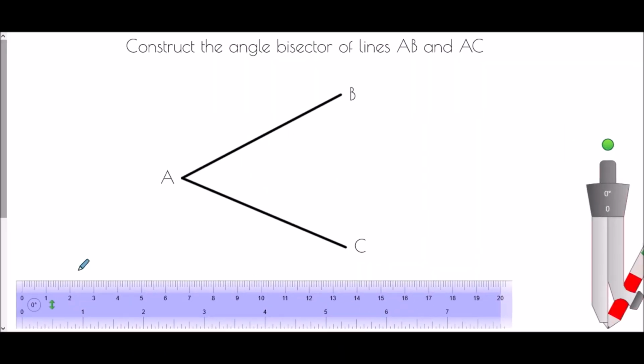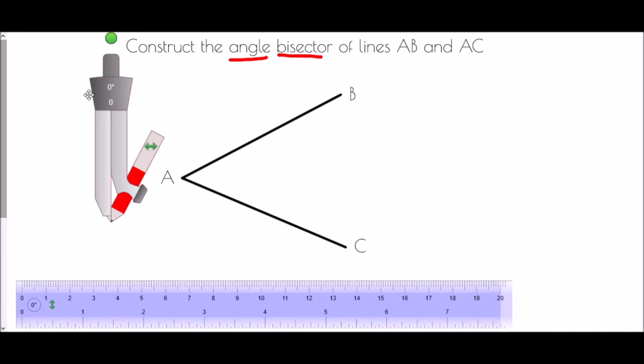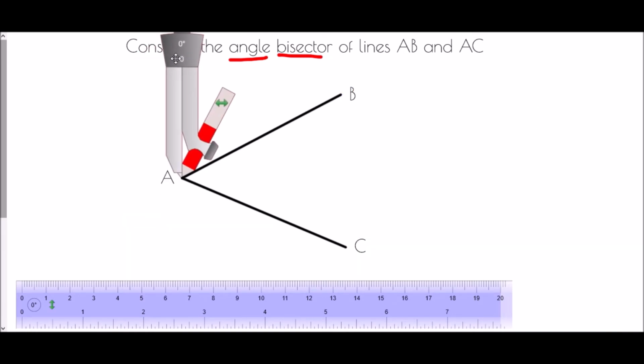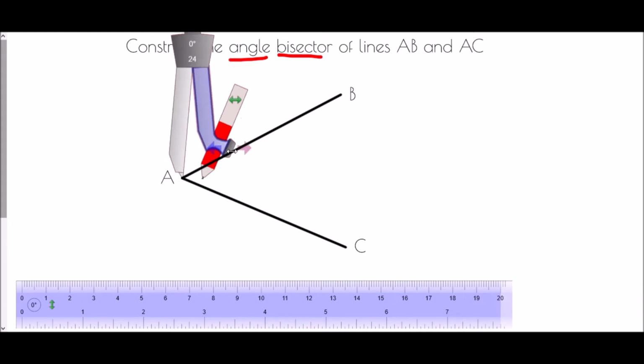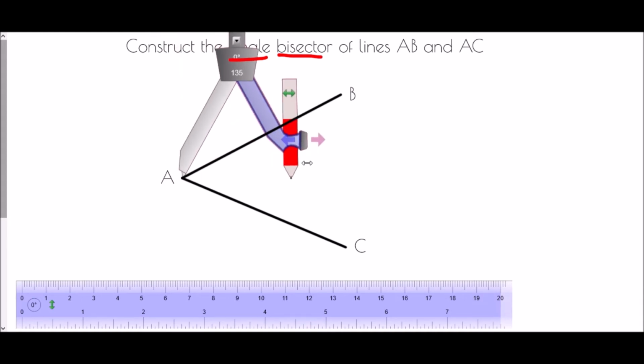The next construction we're going to look at is an angle bisector of lines AB and AC. Now, obviously, the word angle, we're talking about this angle here, and bisect means to cut in half. So we're going to cut this angle in half by drawing a line. And so to do that, once again, we're going to grab our compass and we're going to point it right on the corner of our angle. And then all I'm going to do is open out the compass.